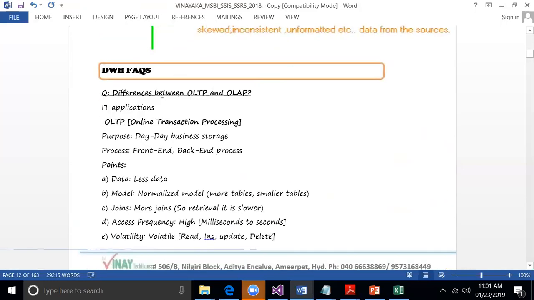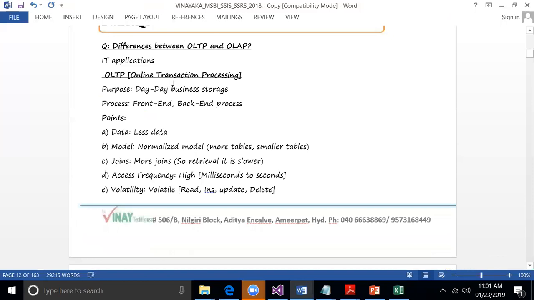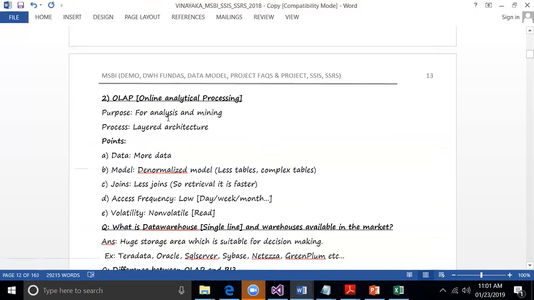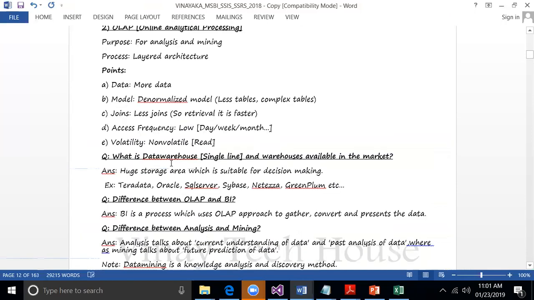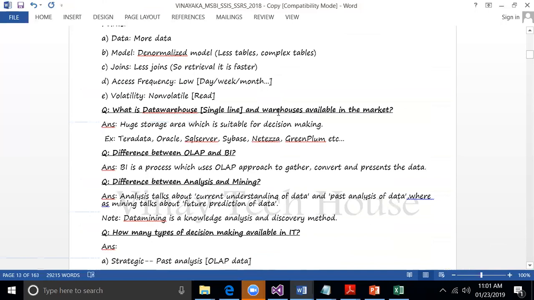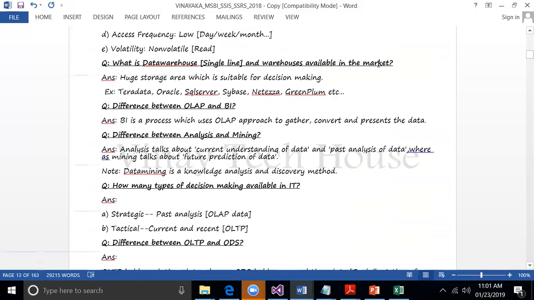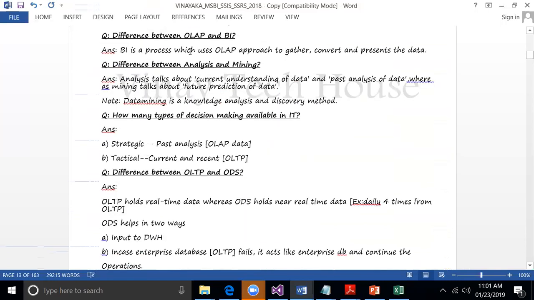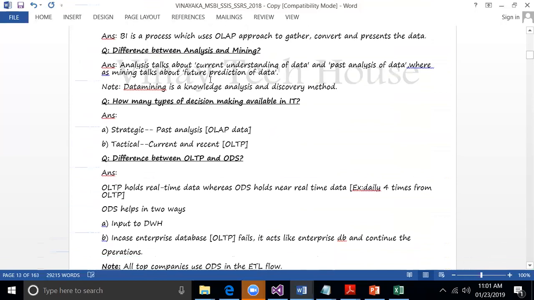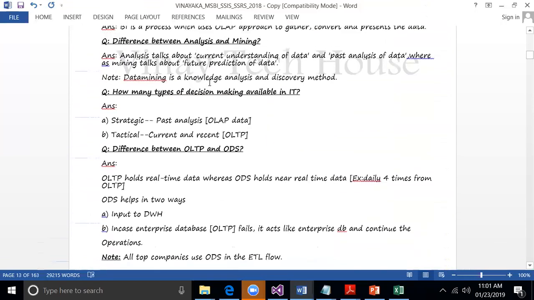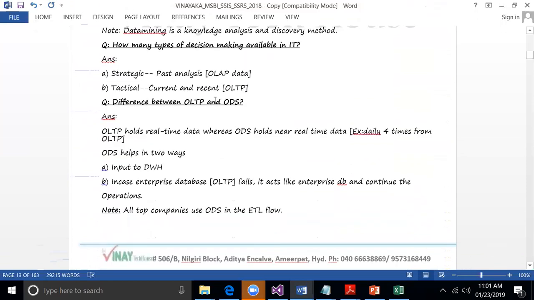First question: difference between day-to-day systems and OLAP systems. Very clearly I mentioned day-to-day purpose, process, points. And second one, OLAP, purpose, process, points. What is data warehouse and how is data warehouse available in the market? Difference between OLAP and BA. Difference between analysis and mining. And how many types of decision making are available in IT. And difference between OLTP and ODS.